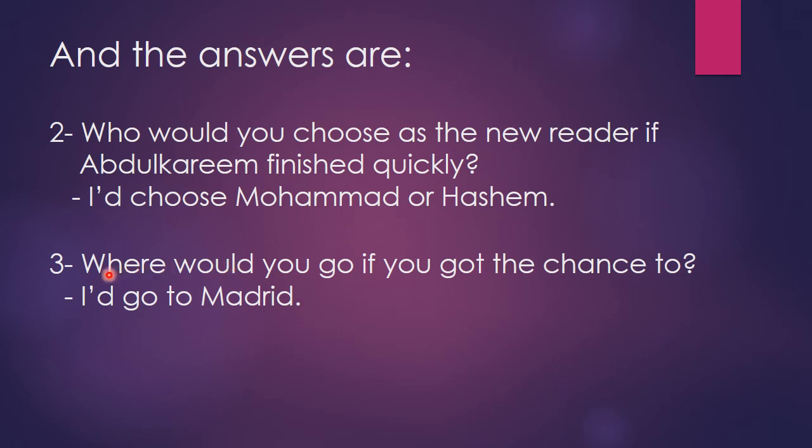Okay, let's see the other sentence. The question: where would you go if you got the chance to? So where, question word, then comes would, then you, subject, then go, infinitive verb, then if, then another subject, you, then got, verb 2, then the rest of the sentence, then the question mark. And the answer comes as subject, would: I would go, infinitive verb, then the rest of the sentence. So where would you go if you got the chance to? I would go to Madrid.